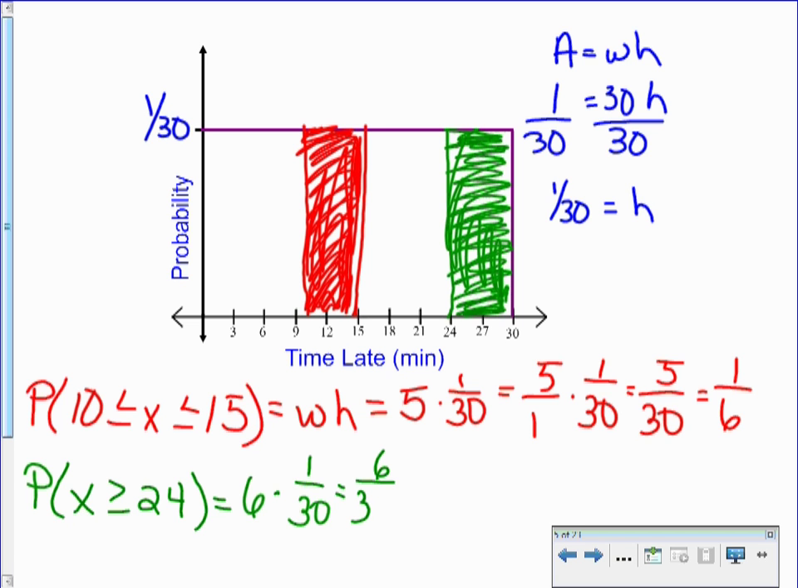30, which is 1/5. Alright, so we have a 1 in 5 chance that our friend will be between 24 and 30 minutes late, which is roughly 20%. Yes? So, on your x-axis, if you had 25, then your height would be 1 out of 25. Right. If your whole graph was 25 long, then yes, you would have 1 out of 25 for your height. Other questions?